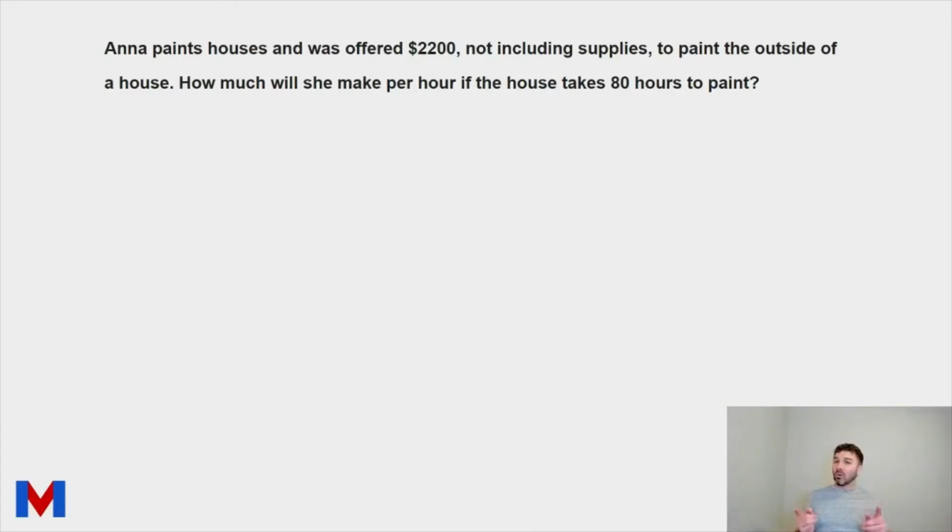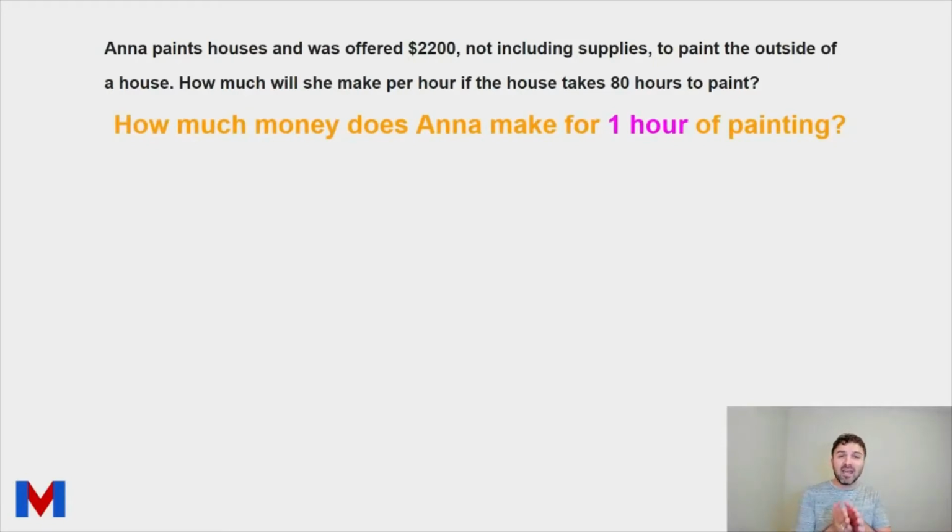All right, I know we're working with unit rate here. Let's think about what this is actually asking. Just got to think about it for a sec. All right. So what this is actually saying is, how much money does Anna make for 1 hour of painting? That's what a unit rate is. It's per one. Because how much does she make per hour? That means per 1 hour.